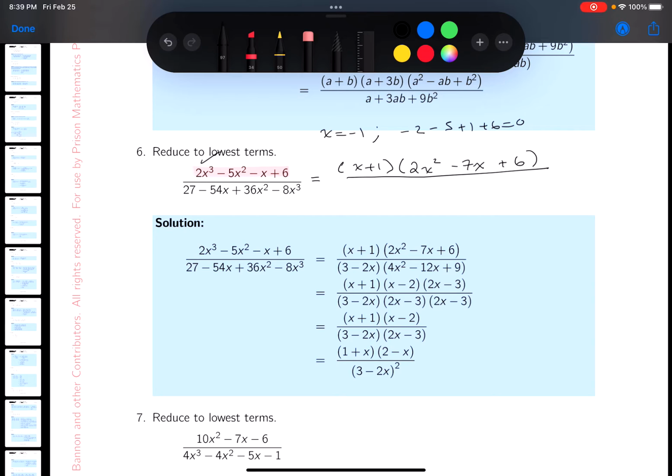Well, x times 2x, let's just multiply it out. You get 2x cubed minus 7x squared. Let's see, plus 6x. Then you're going to get plus 2x squared. Let's see, minus 7x and plus 6. What do you get there? Well, you get what you expect: 2x cubed minus 5x squared minus x plus 6. Things are working out really nicely.